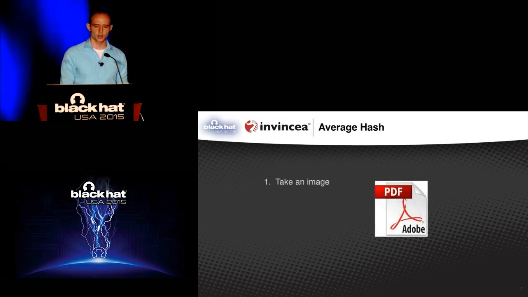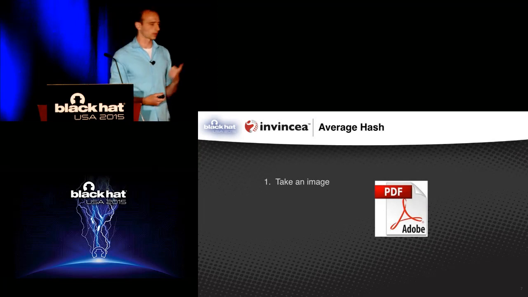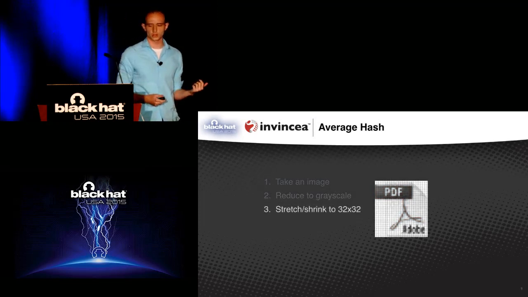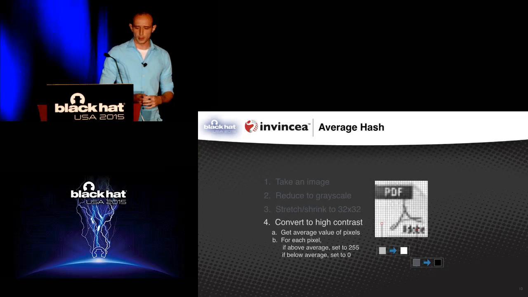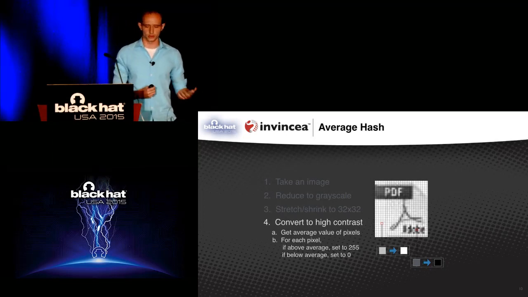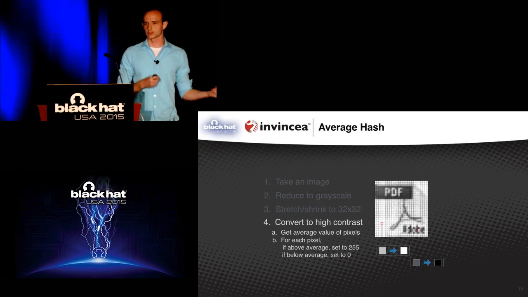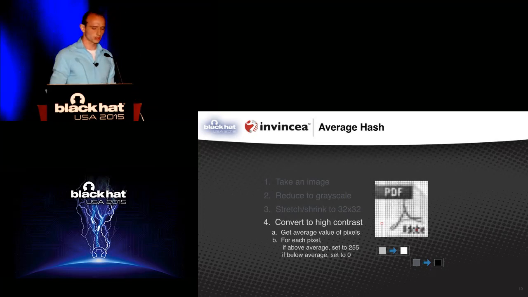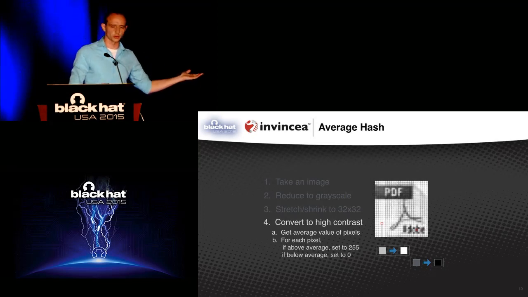Just to walk you through it, you start with an icon like this PDF icon. You reduce it to grayscale, and then you stretch or shrink it to a 32 by 32 pixel resolution, and then you convert it to high contrast. In order to do this, you get the average value of all the pixels, which is some value between 0 and 255 depending on what shade of gray each pixel is. Add all that up, divide by the total number of pixels. Pretty elementary. Then for each pixel, if it's above that average, we set it to 255. So in this example, the light gray pixel becomes white, and if it's below the average or equal to it, then we set it to 0. So we make the dark gray pixel black.